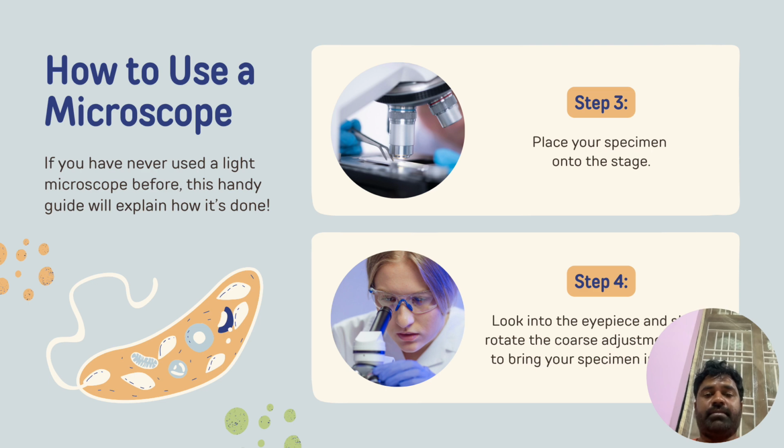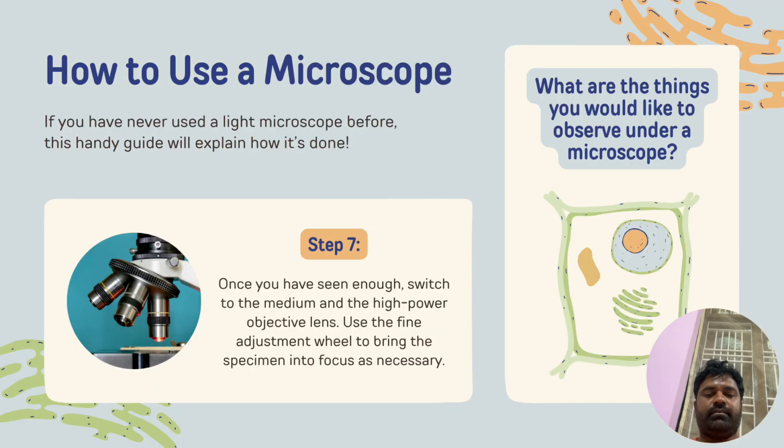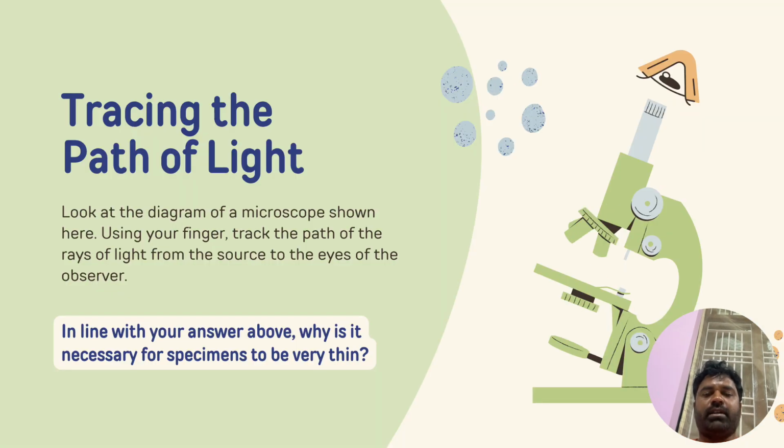Step 3. Place your specimen on the stage. Step 7. Once you have seen it, switch to the medium and high power objective lens. Use the fine adjustment wheel to bring the specimen into focus as necessary. Tracing the path of light.